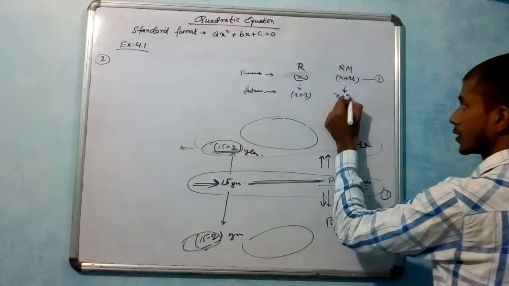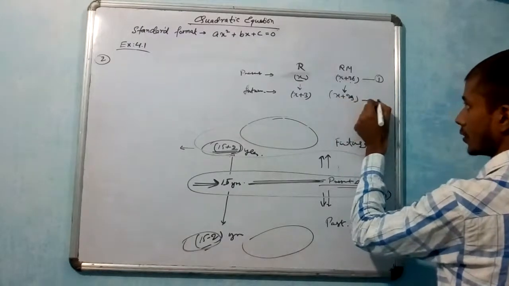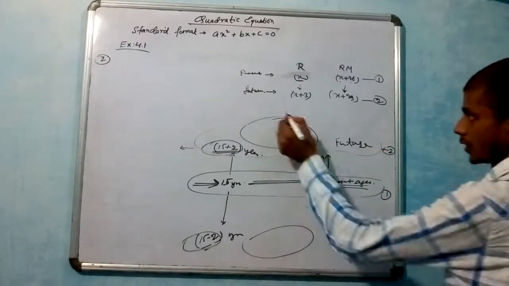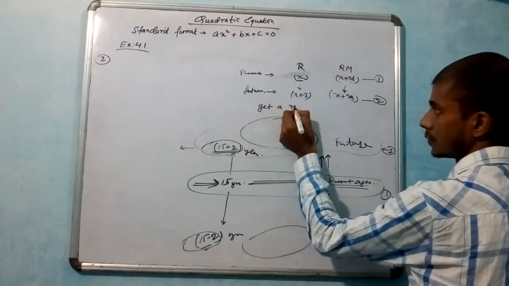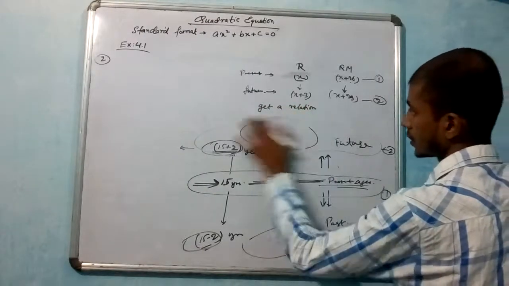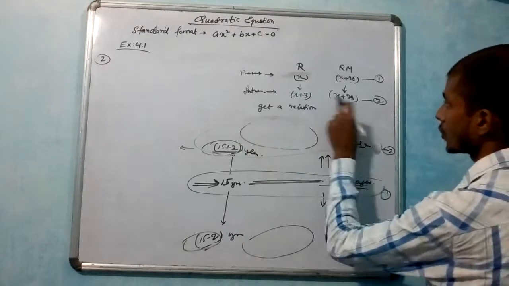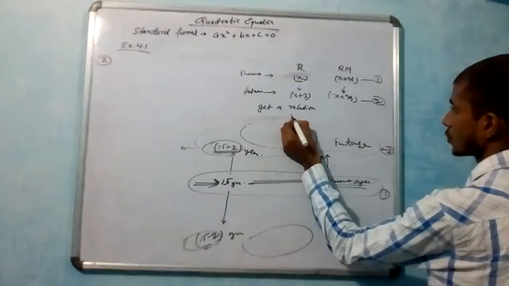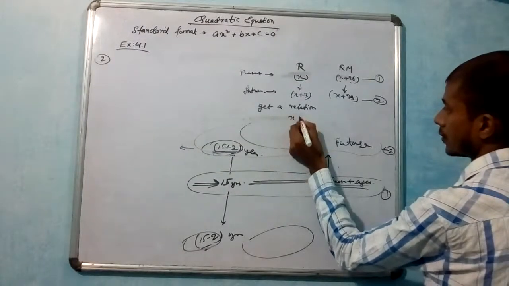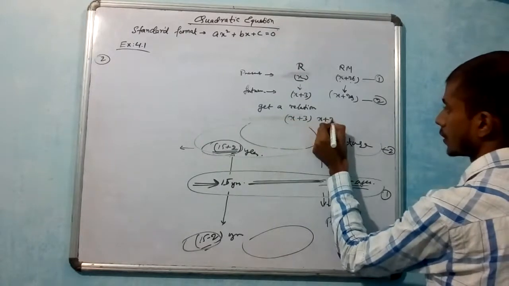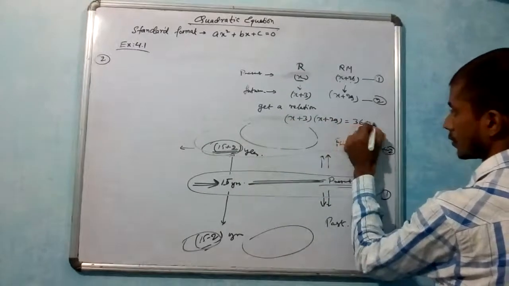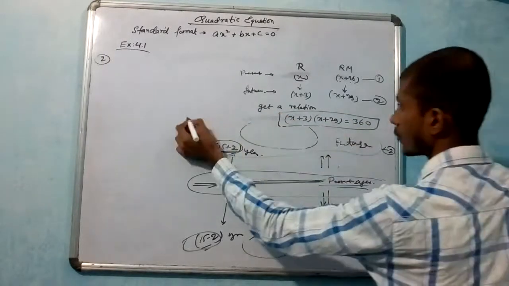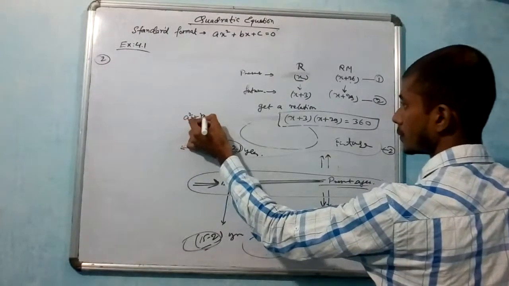Here, the future work. Third work: get a relation. So what is the relation given? The product of which ages? The product of these two ages is equal to 360. So x plus 3 into x plus 29 is equal to 360. Simplify it, multiply, and bring it into the form of x square plus bx plus c is equal to 0. In this standard form, you get the answer for this question.